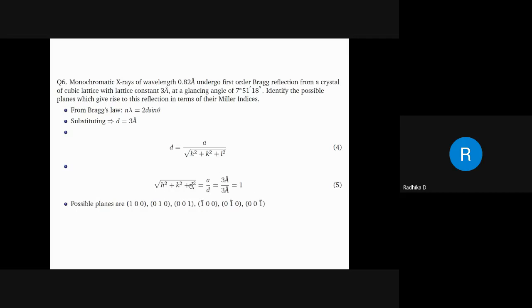Now, what are the values of HKL? That is basically the question. What are the values of HKL which can give this expression, that is square root of h square plus k square plus l square is equal to 1? So, all the 1 0 0 planes, that means 1 0 0, 0 1 0, 0 0 1, bar 1 0 0, 0 bar 1 0, and 0 0 bar 1. These are the different planes.